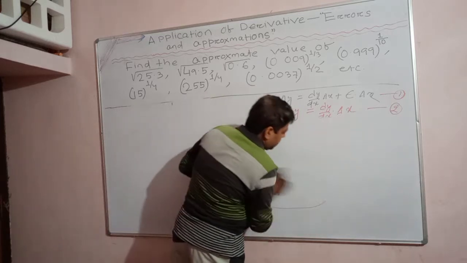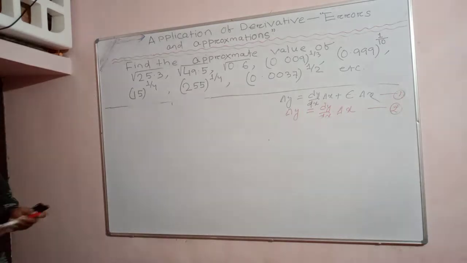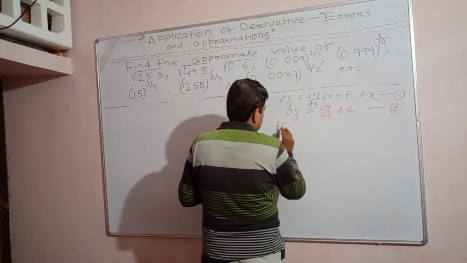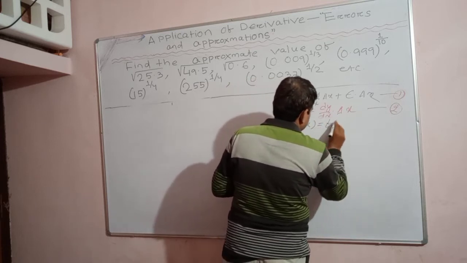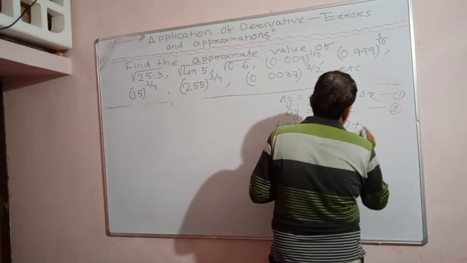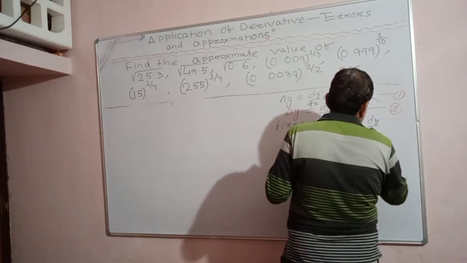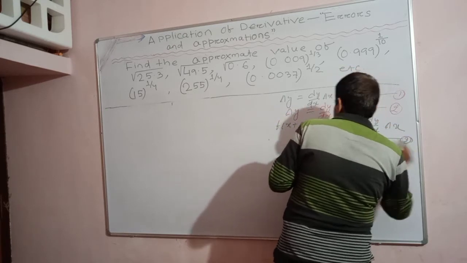So here we got the formula: f(x plus del x) is equal to f(x) plus dy by dx into del x. This is the third concept, this formula.